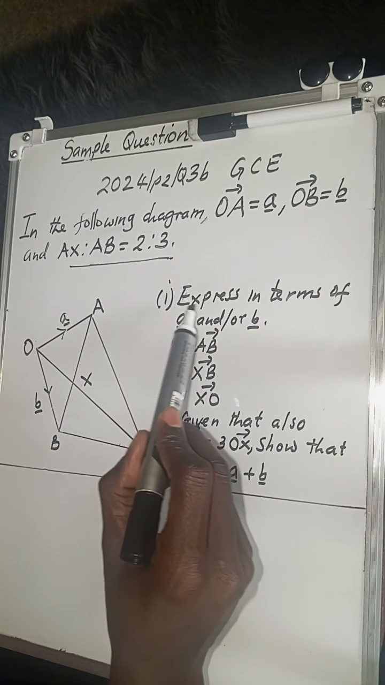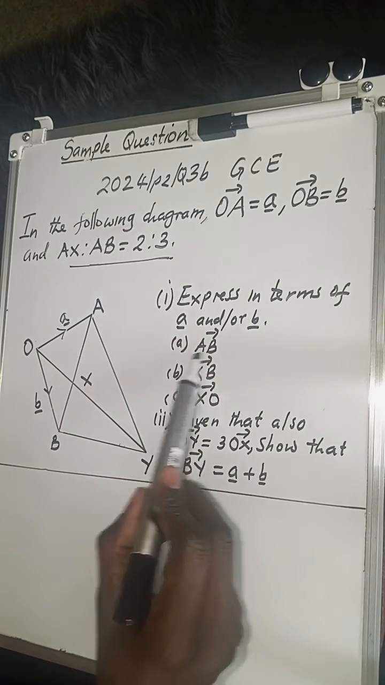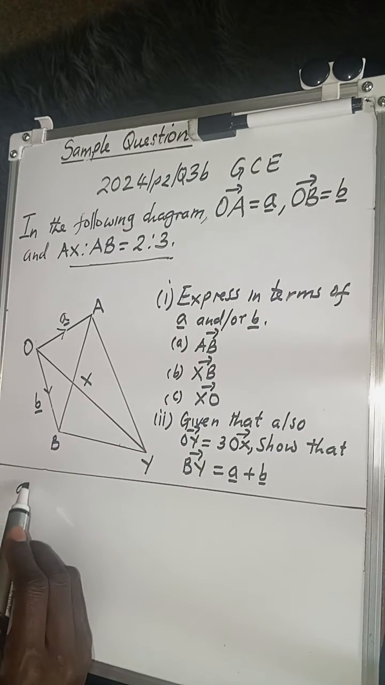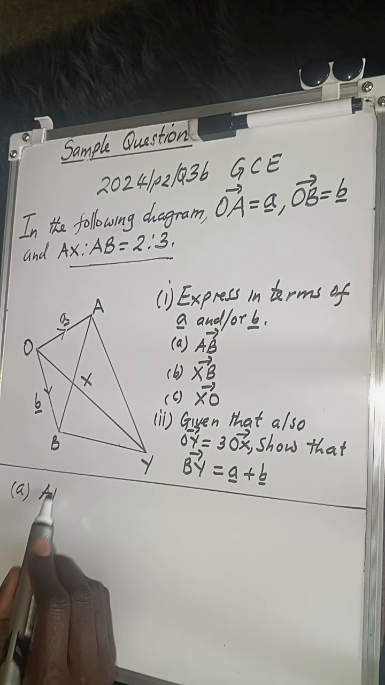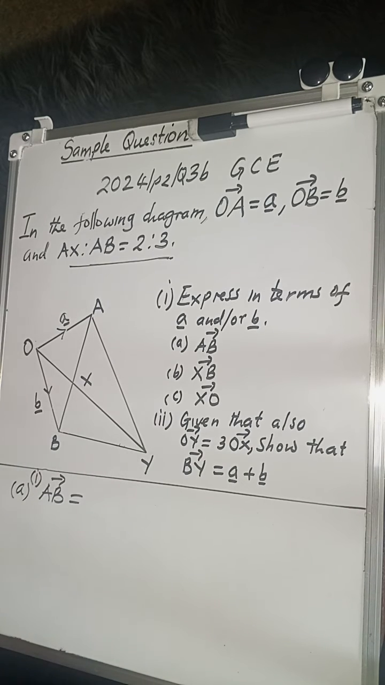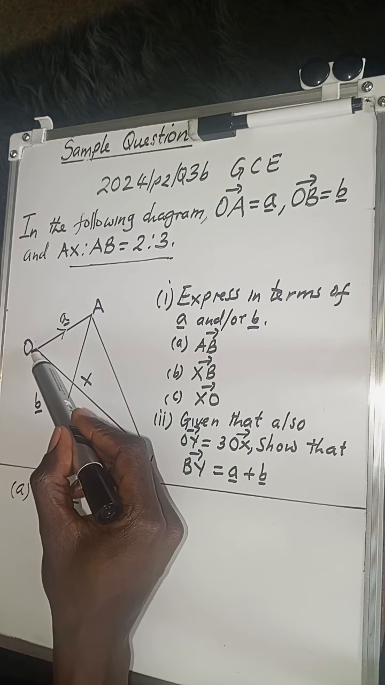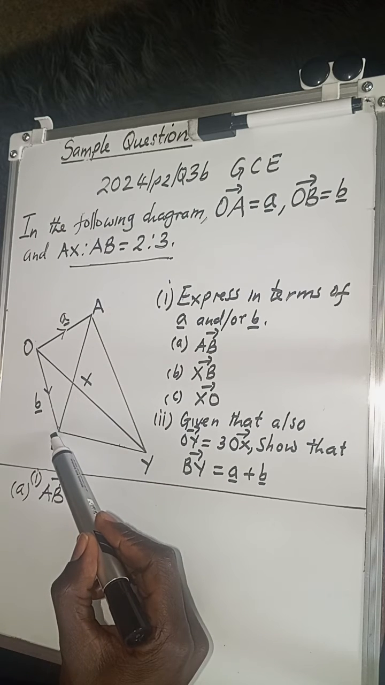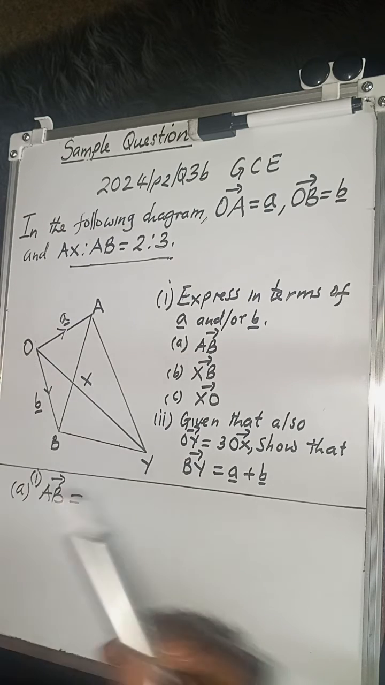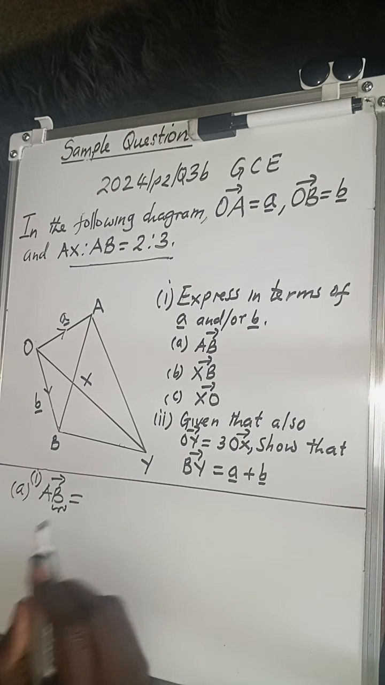Then 1 says express in terms of vector A and or vector B. So they want us to find from A to B. So from A to B, how is that going to be? So that is Roman 1, from A to B. Remember, this is a position vector. It is starting from the origin. That's why they have given you O there. So how do I move from A to B? It is AO and O combined with OB. But remember, AO is in the opposite. So use what I taught you. You start with this one because it is going to be always positive.